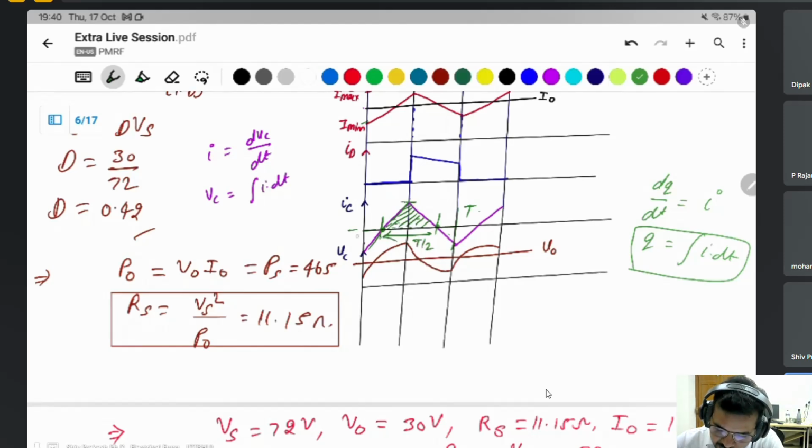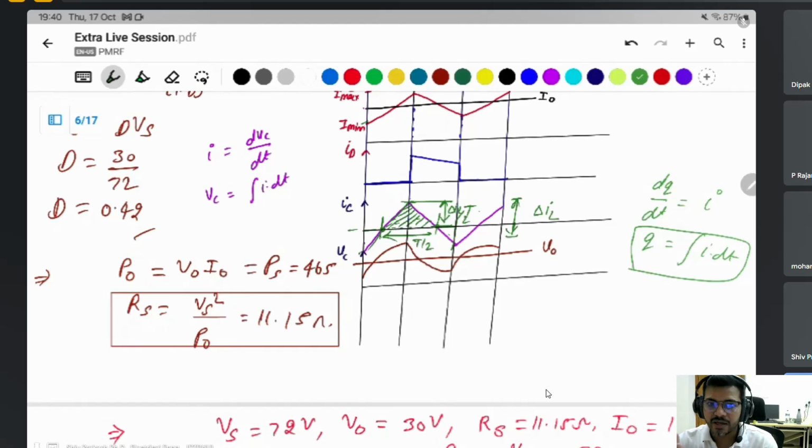Peak current, it will be a ripple current only, from I minimum to I maximum. Then the total height of this curve is delta IL, divided by f/2. The total current from here to here will be delta IL. Half of this will be charge, half of this will be discharge. Then this will be delta IL by 2.